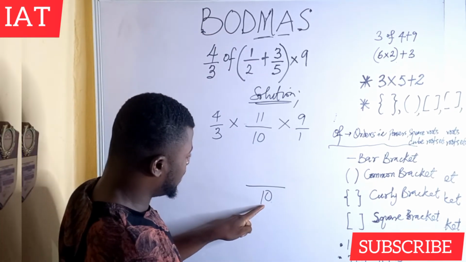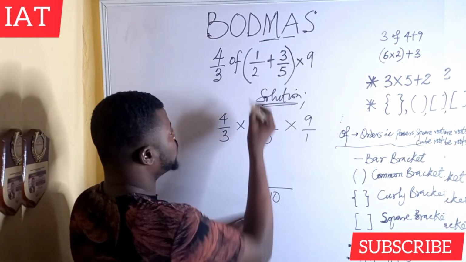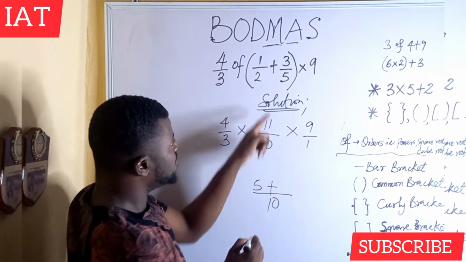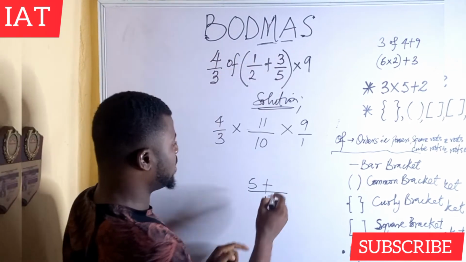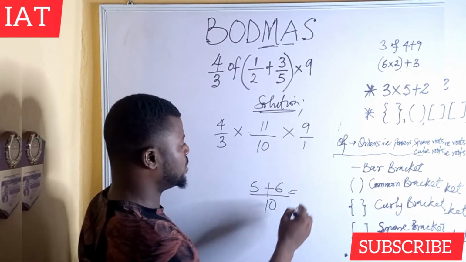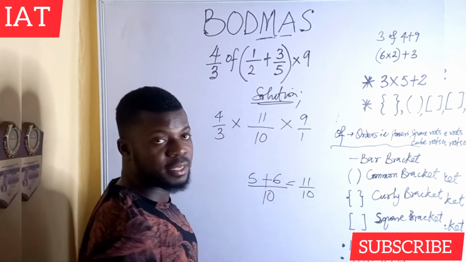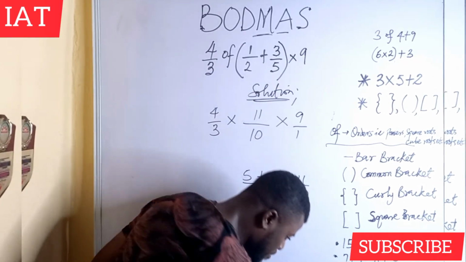2 into 10, that is 5. And 5 times 1 is 5, plus 5 into 10, that is 2. And 2 times 3, that is 6. And 5 plus 6 gives 11 over 10. That's the same thing. All right? I hope that makes sense to you.